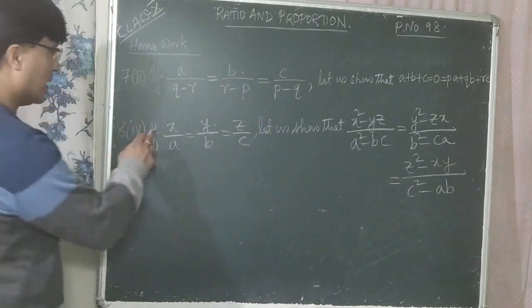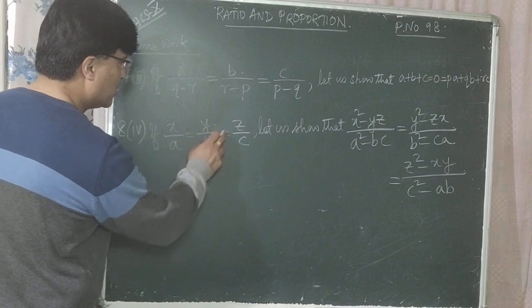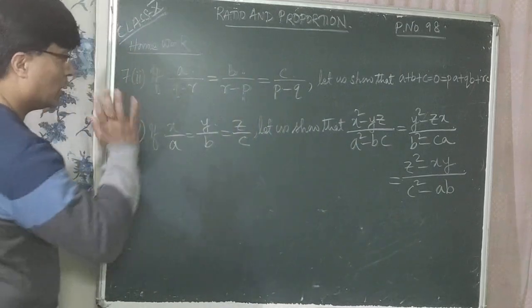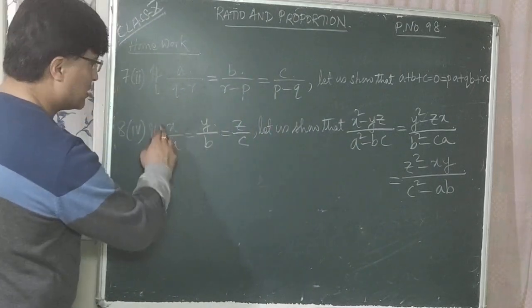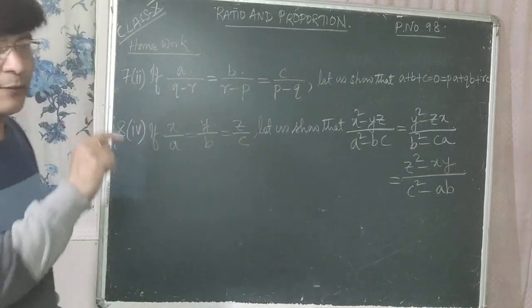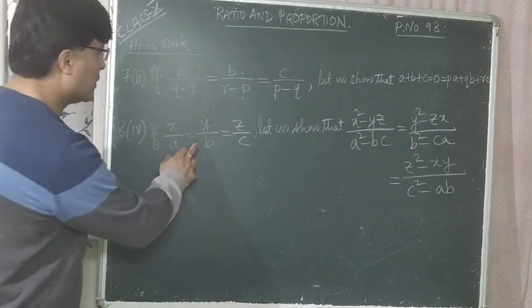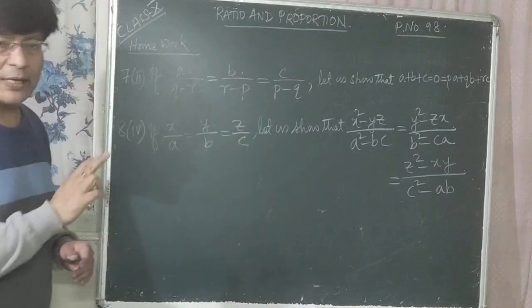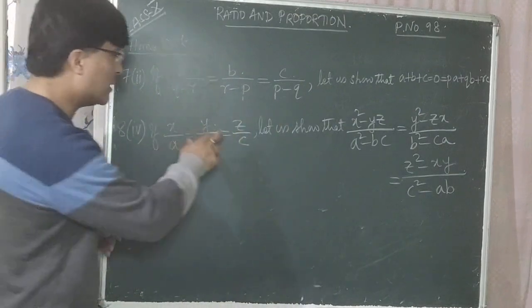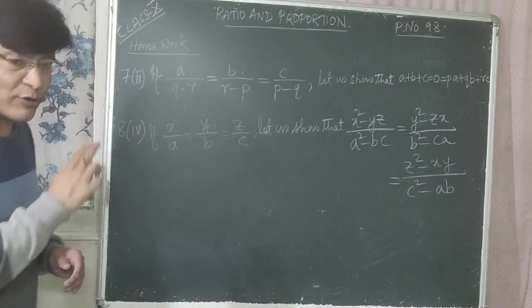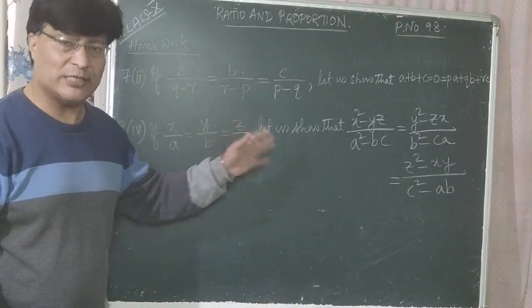Okay. So I am giving you the hints also. So if you write x upon a is equal to y upon b is equal to z upon c is equal to k, suppose. So equating first and last, that is x upon a is equal to k. So after cross multiplication we get the value for x is equal to ak. Similarly equating second and last, y is equal to bk. Again equating third and last, and by cross multiplication you will get z is equal to ck.